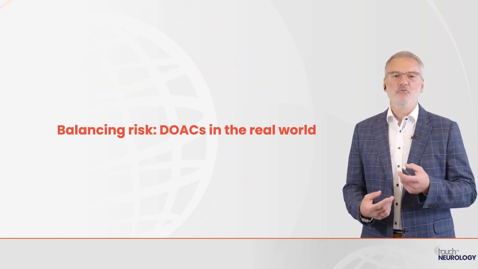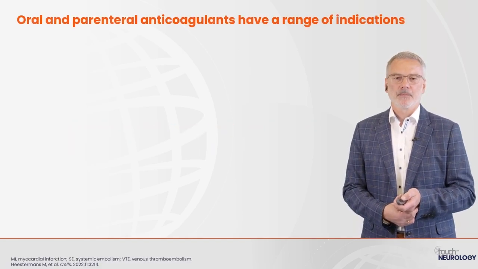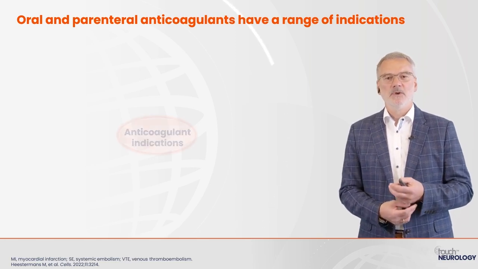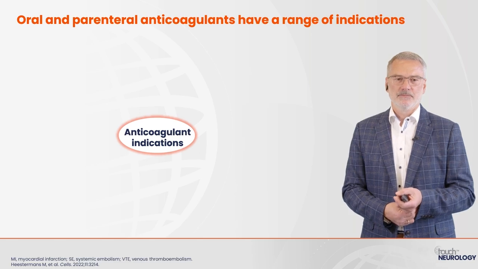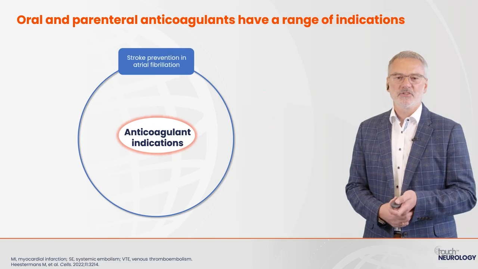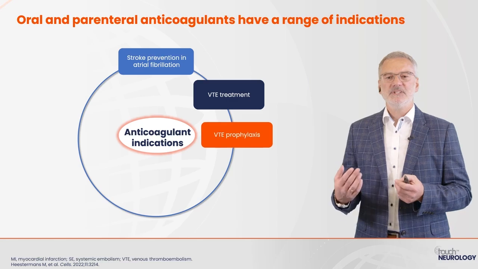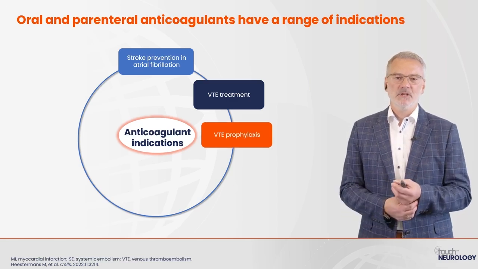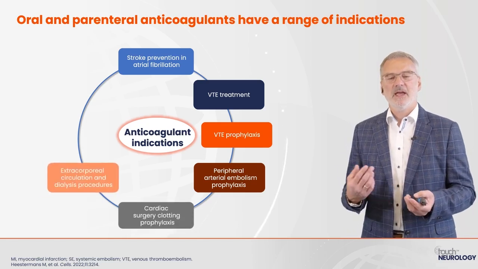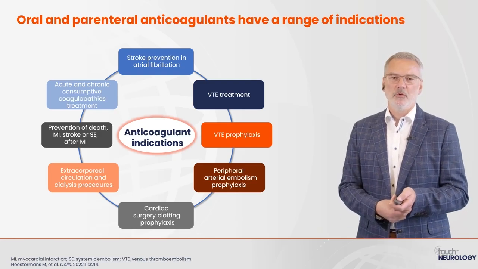How do we balance the risks and benefits of anticoagulation in the real world? You know that patients at thromboembolic risk are usually treated with oral or parenteral anticoagulants, and they do have a range of indications. The largest, obviously, is stroke prevention in atrial fibrillation and VTE treatment. But please also remember VTE prophylaxis in hospital after surgery, peripheral arterial embolisms, cardiac surgery, extracorporeal circulation, and many other indications where we nowadays usually refer to anticoagulation.